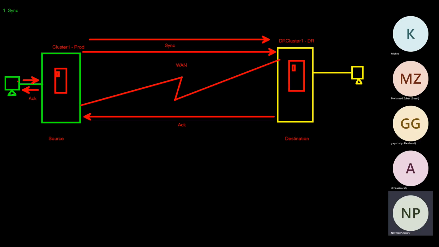So in synchronous replication, both source and destination will have identical data. There is no data difference between source and destination.